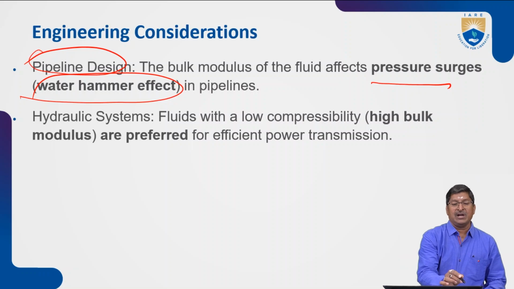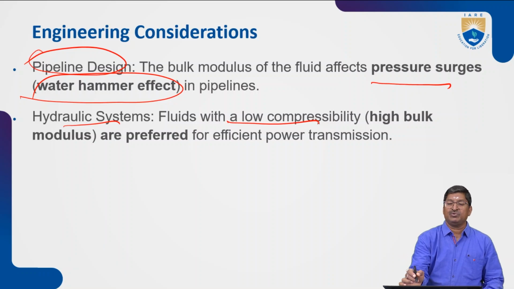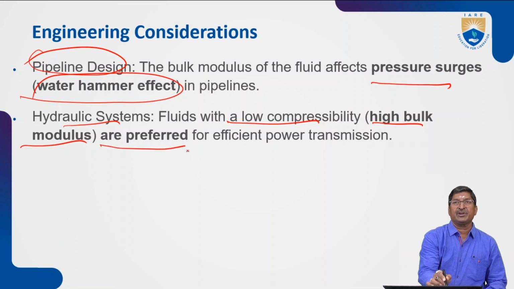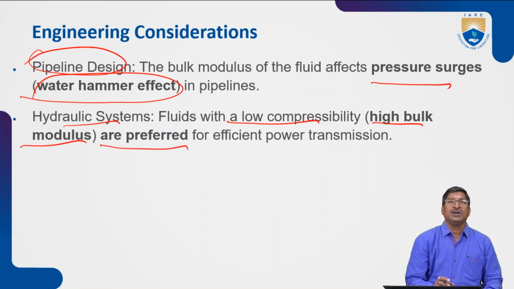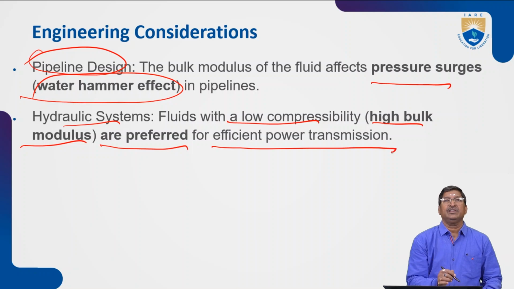And also hydraulic systems: any fluids with low compressibility. Low compressibility means what? High bulk modulus. Which one is preferred here, high bulk modulus or low bulk modulus? Low bulk modulus liquids are not preferred because they are more compressible. So high bulk modulus liquids are preferred for efficient power transmission.